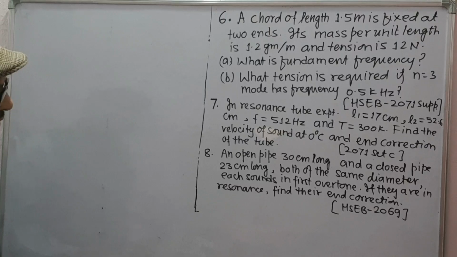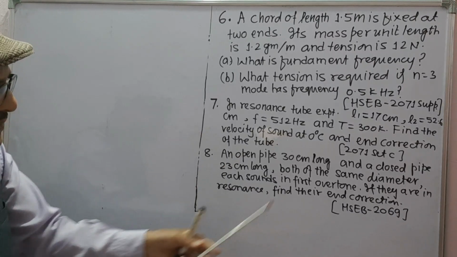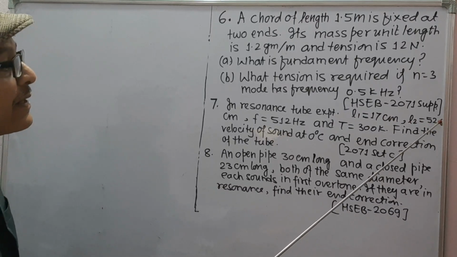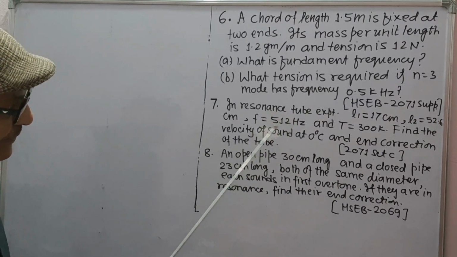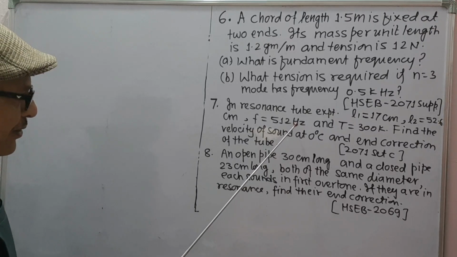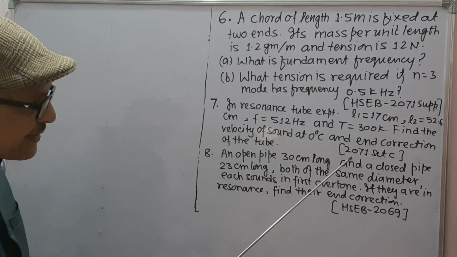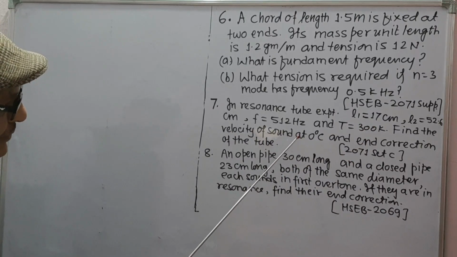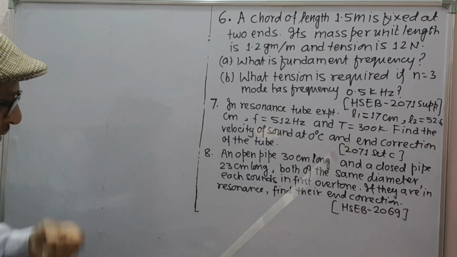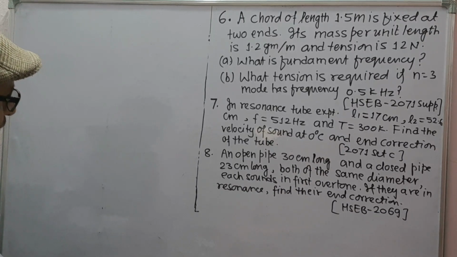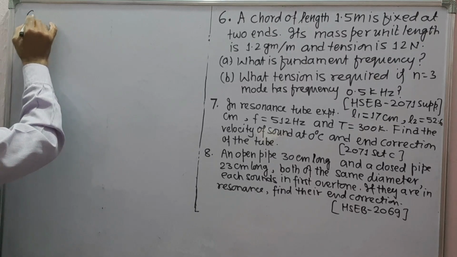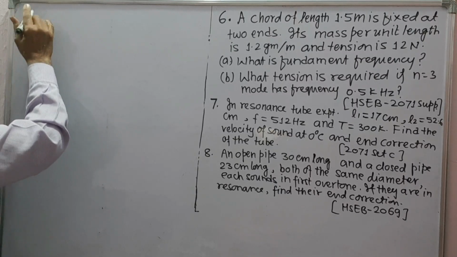Next in question number 7. For resonance tube, length of air column for first resonance is 17 cm. Length of air column for second resonance is 52.6 cm, and frequency of tuning fork is 512 Hz at 27 degrees Celsius means 300 Kelvin. We have to find the velocity of sound at 0 degrees Celsius and end correction of the tube. Solution to question 7.